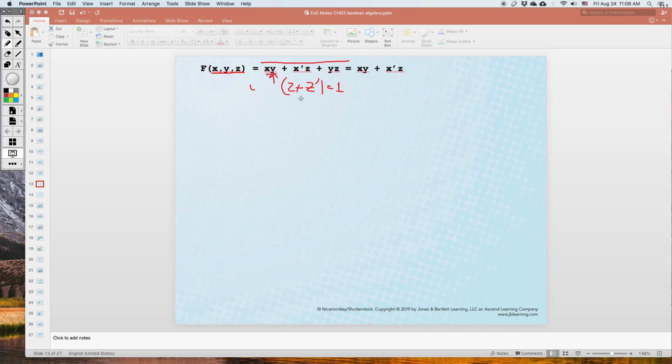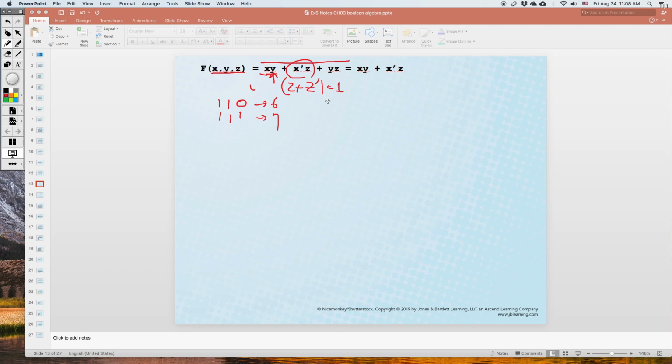So xy represents xyz or xyz not. xy means x is 1, y is 1, and z could be 0 or 1. So two possibilities are there from xy. In terms of min-term positions, this represents 6, and this represents 7.